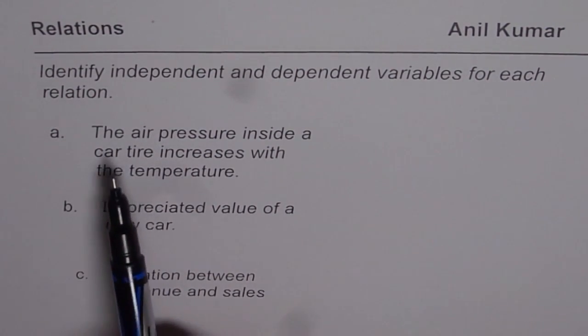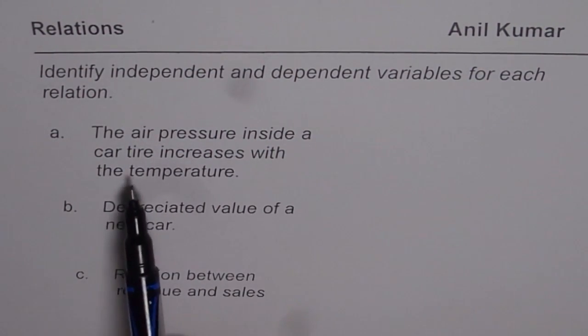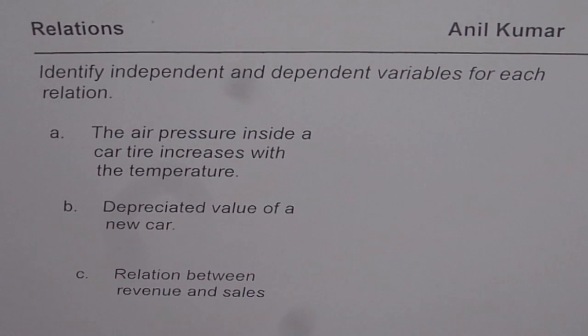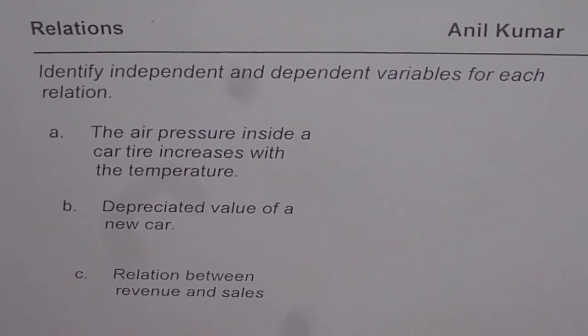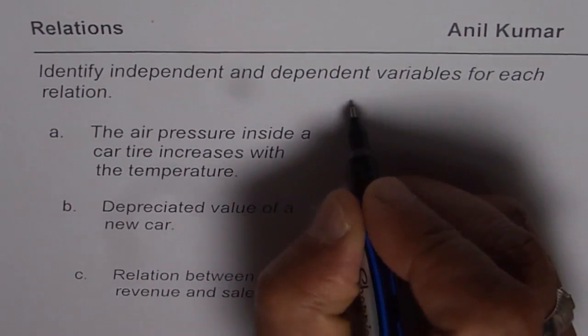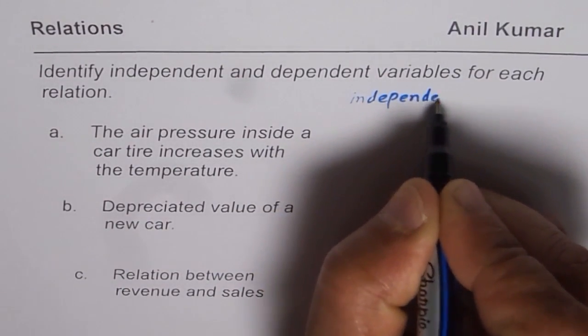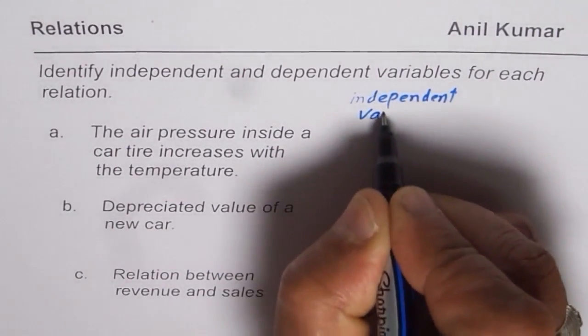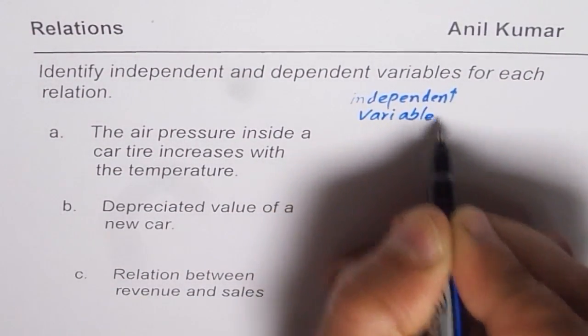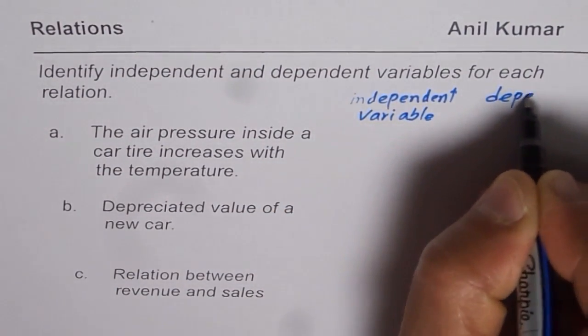A is, the air pressure inside a car tire increases with the temperature. B, the relation is depreciated value of a new car, and C is relation between revenue and sales. So what you need to do is identify independent variable and dependent variable.